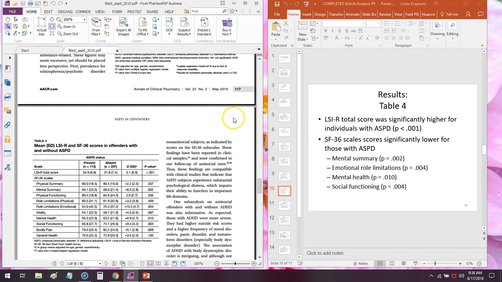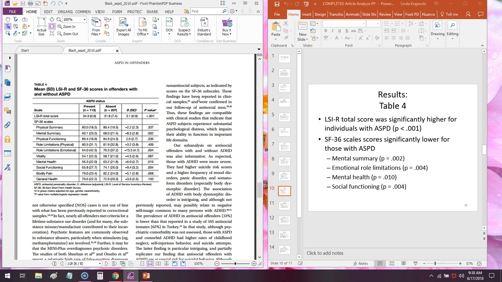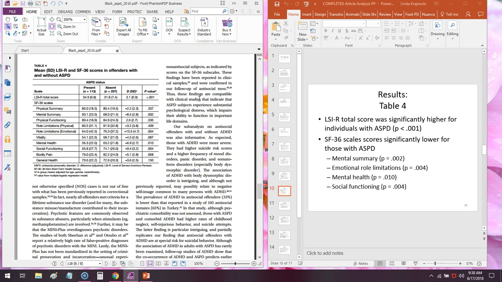And then finally, we're down to Table 4, looking at this final category here. And we definitely saw very poor functioning in these individuals with antisocial personality disorder.